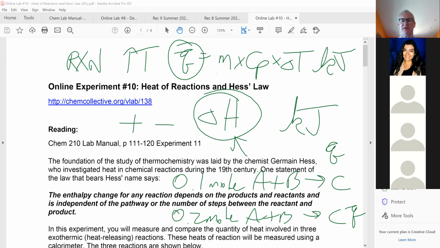The first reaction or the second one? So if this is the first reaction and that's the second, the reaction value.